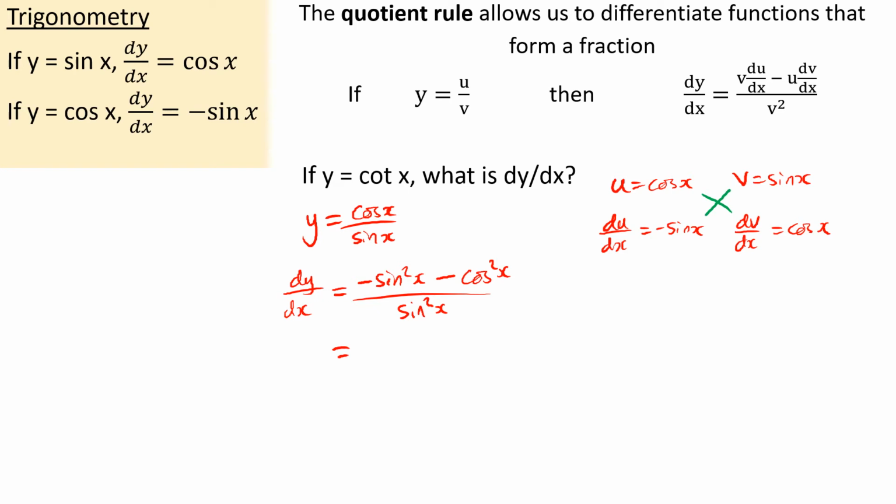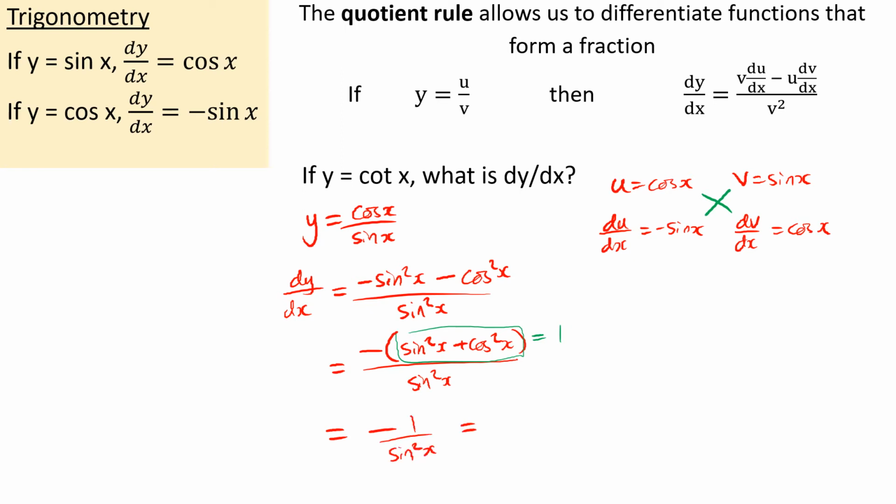What can we do with this? Well, we can take out a factor of minus 1 essentially on the top, and we can say this is minus sine squared plus cos squared all over sine squared. And what might we do with that? Well, then that's that identity again. We know that this is equal to 1. So we can go ahead and say this is equal to minus 1 over sine squared x. And again, we want to write that nicer. So we'd say it's going to be minus, not sec, cosec squared x.